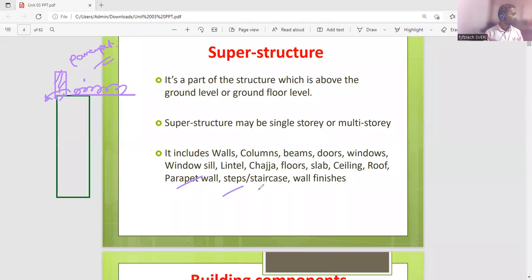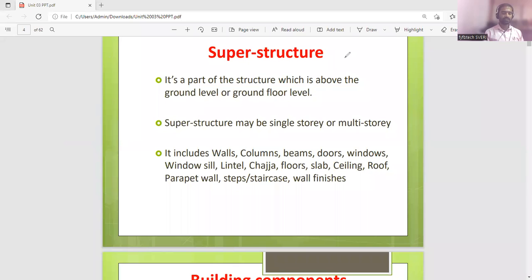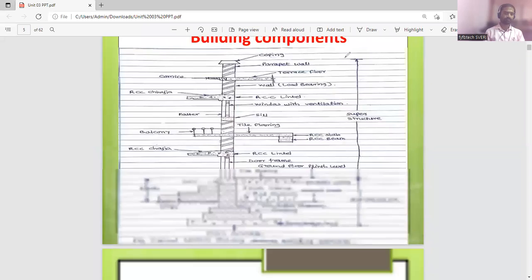Then steps, staircase. Okay, then wall finishes. All these parts are called the superstructure. Is it clear? What are the components? In your multiple choice questions, these may be asked. Is a chajja a superstructure or substructure? It is superstructure. Parapet, ceiling, roof, all these will be asked.